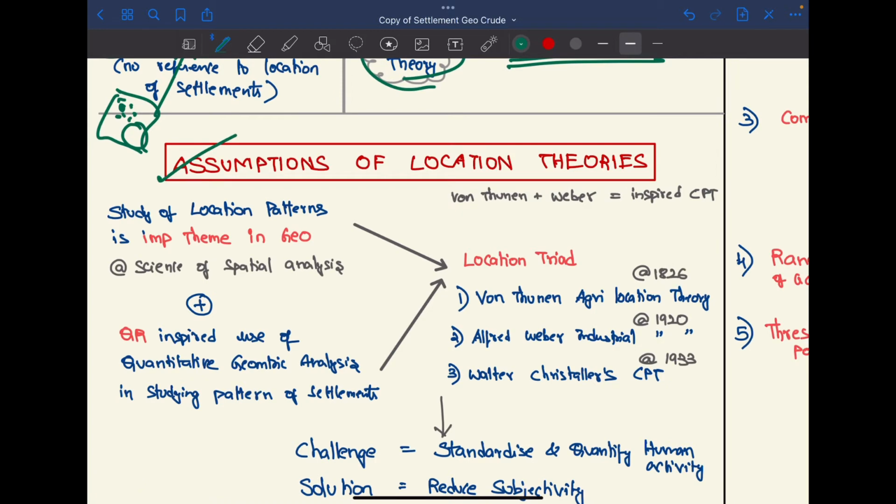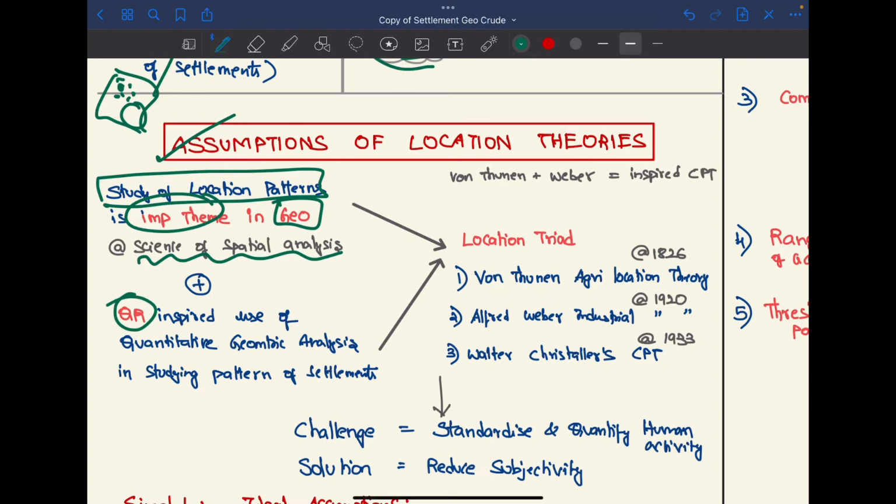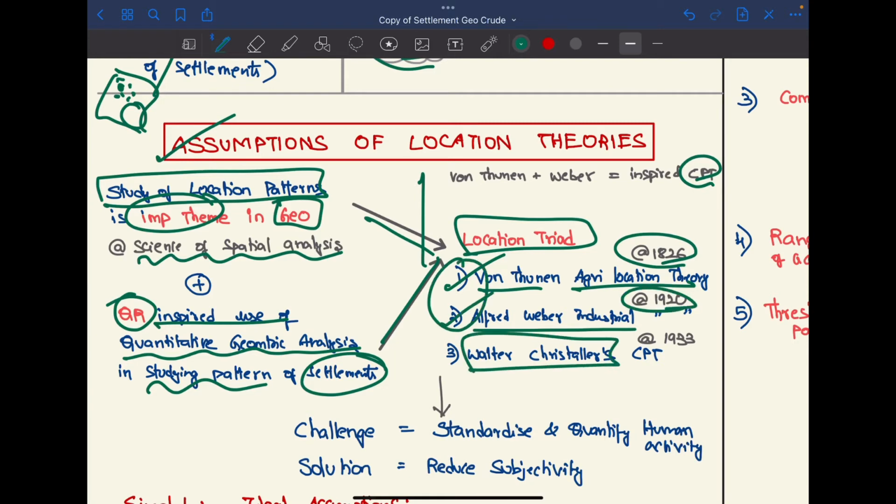There are some assumptions of the location theories. Basically, the study of location patterns is an important theme in geography, which is why it is also called the science of spatial analysis. Second, quantitative relation: it inspired the use of quantitative geometric analysis in studying the patterns of settlements. So these two things inspired the CPT. Also the location triad, which are Von Thunen's agricultural location theory, given in 1826, and Alfred Weber's industrial location theory, given in 1920. These two also inspired Walter Christaller's CPT, which was given in 1933. So these things inspired him to give the CPT.